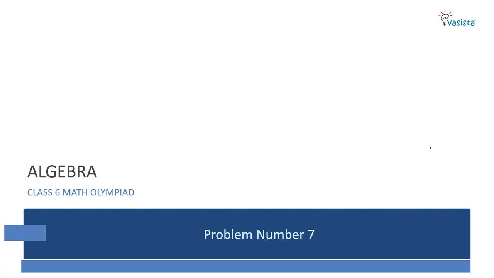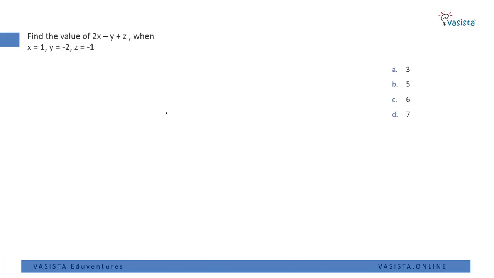Let us start working on problem number 7 based on algebra. Find the value of 2x minus y plus z when x is equal to 1, y is equal to minus 2 and z is equal to minus 1. You just need to substitute the values of x, y, z in the given equation.